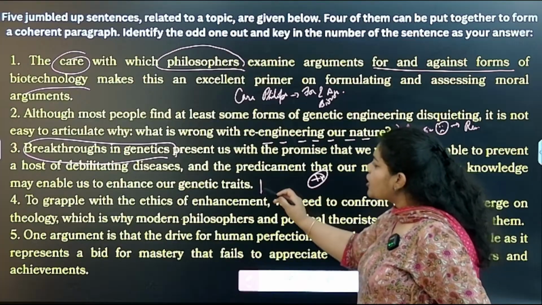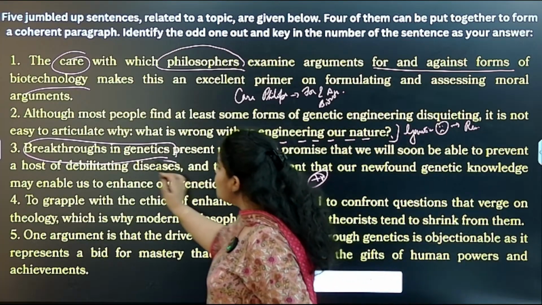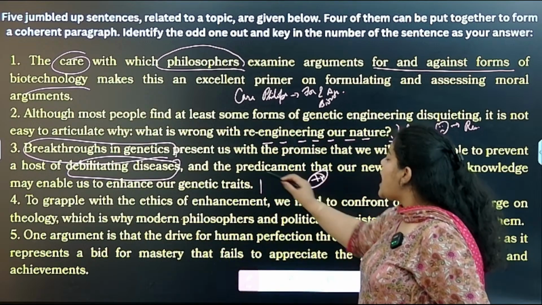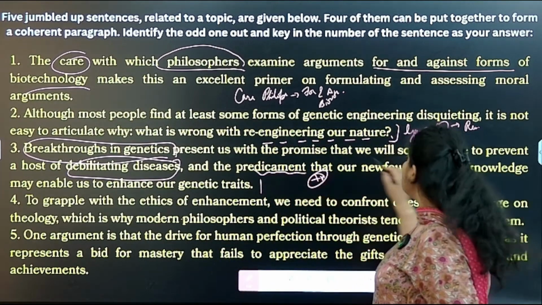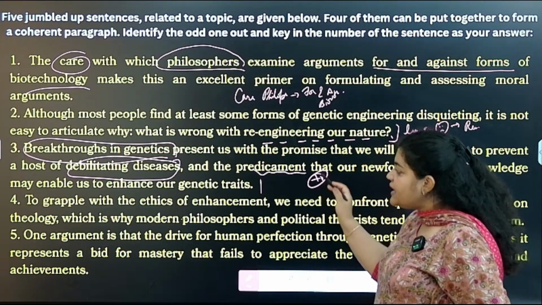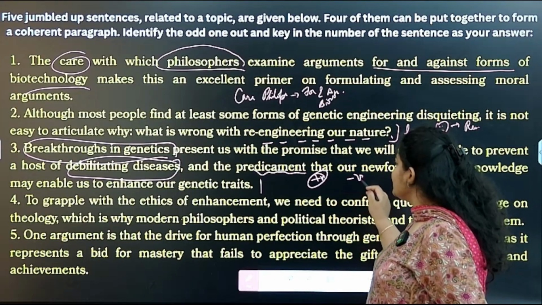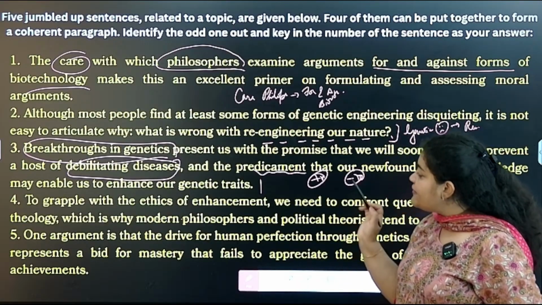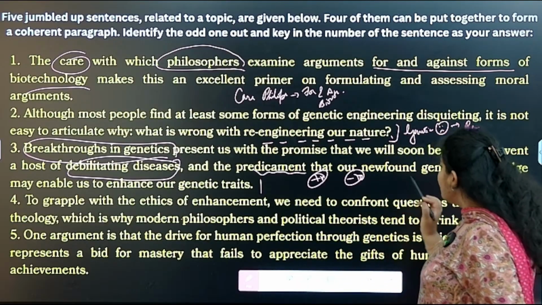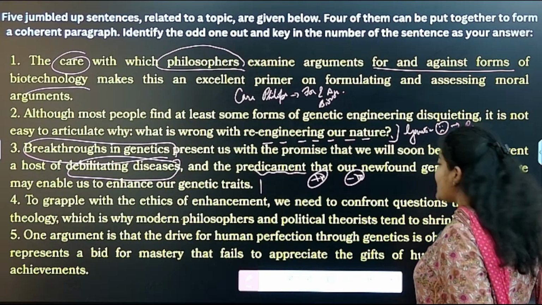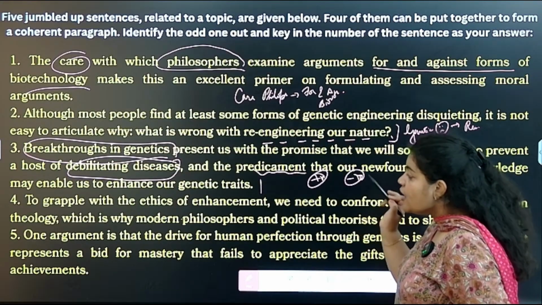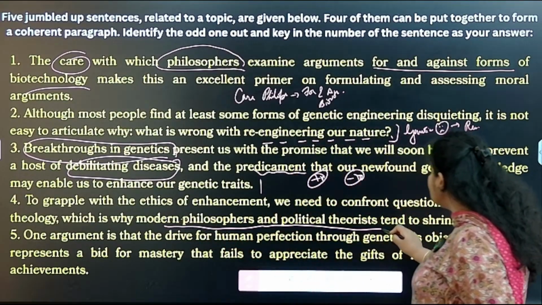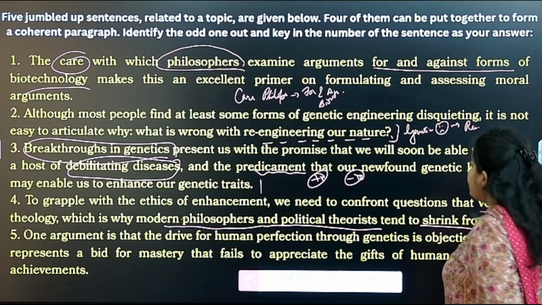So, this is also talking about the positive: that we will be able to find the cause of these debilitating diseases. And it will also be a difficult situation that newfound genetic knowledge may enable us to enhance our genetic traits. So both positive and negative are being discussed here, right? Now, to grapple with the ethics of enhancement, we need to confront questions that verge on theology, which is why modern philosophers and political theorists tend to shrink from them.